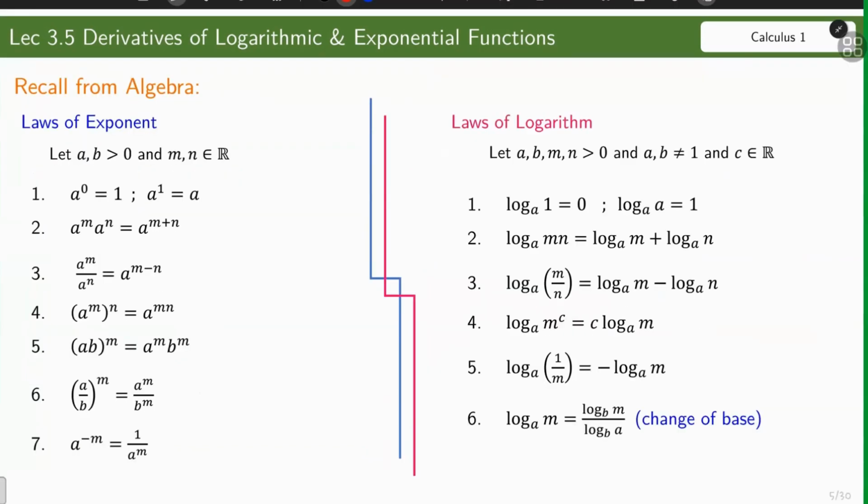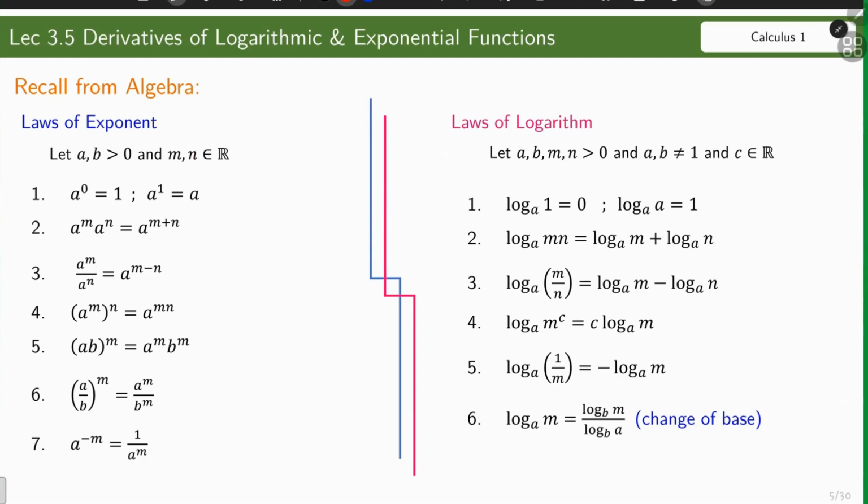Here are the laws of exponent and the laws of the logarithm. We can use these in getting the derivative, in simplifying our answers, or simplifying the given first. We have here a raised to 0 is equal to positive 1. Take note that a and b here are positive real numbers, and m and n are real numbers. When we say real numbers, it may assume any value provided that it is real, so it includes negative numbers, zero, and positive numbers.